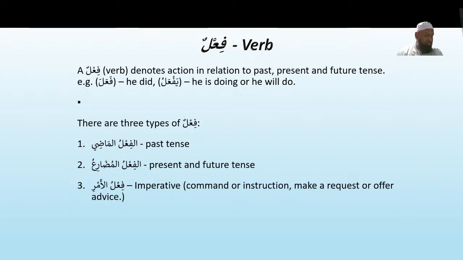Fi'l madi is the past tense, and fi'l mudari' we use for present tense and for the future tense. So one form of al-fi'l al-mudari' is used for present and future. As I said, how would we translate present or future? From the context, we'll know which meaning to take. Fi'l al-amri, imperative, the command verb.